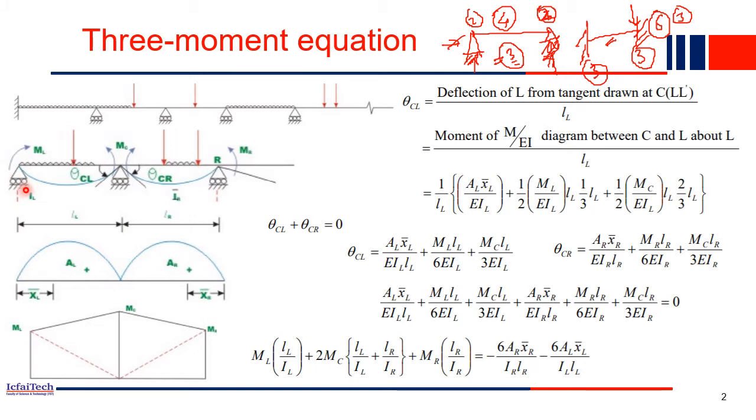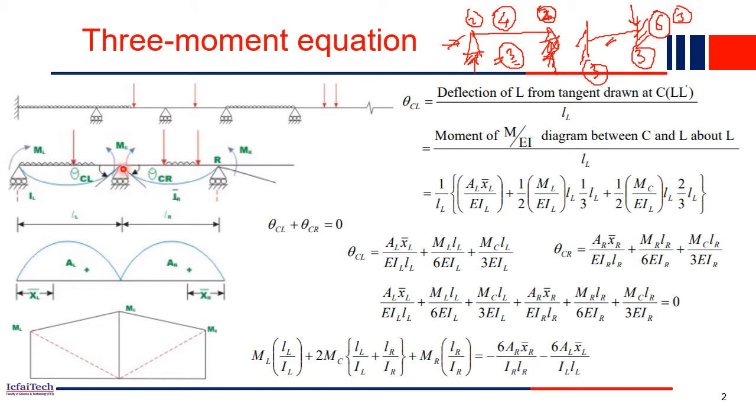So this is the roller support, and you will have a moment here, ML for example. The middle support we call C, that is the center support, the left side we call L, and the right side we call R. That's the nomenclature. So the moment at this support we denote ML, this is MC, and this is MR. Similarly, the lengths are LL and LR. Similarly, if you draw the slope at this point C, theta CL will be the slope on the left-hand side and theta CR will be the slope on the right-hand side.